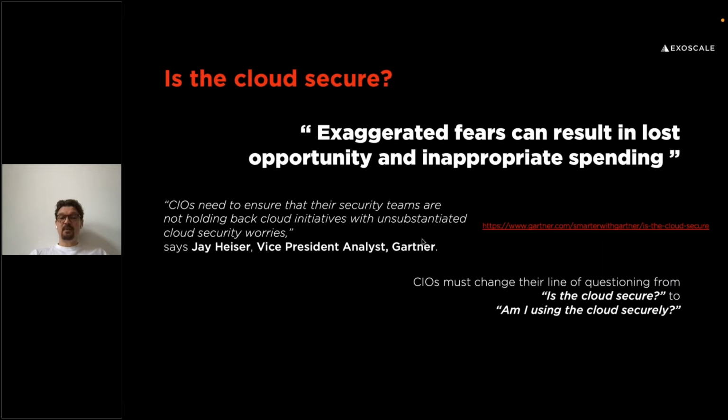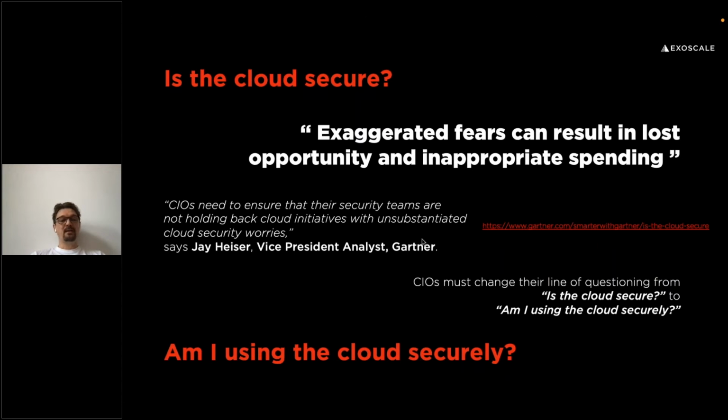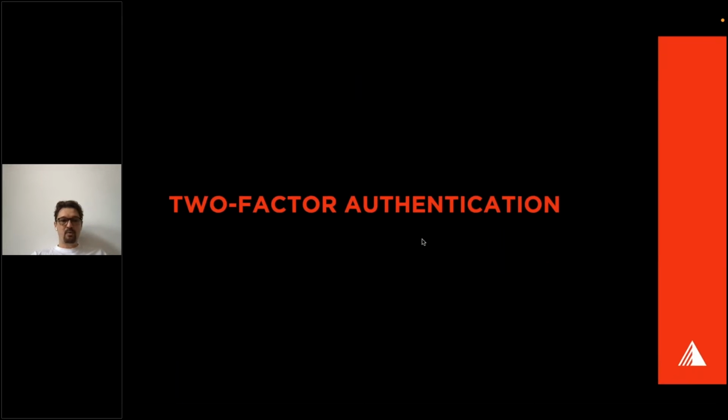So the task for CIOs is basically to transform that question, is the cloud secure, into a question more along the lines of, am I using the cloud securely? If we rephrase those two questions for a car: is the car secure? Or am I driving the car securely? Those are two different things. The car per se is safely built and up to high standards. But if I'm driving carelessly, then it's probably not secure how I go about the streets. So it's also about using the technology. It's not the technology alone, it's about the usage as well. And I think that change in mindset and rephrasing the questions in the right direction is very important.